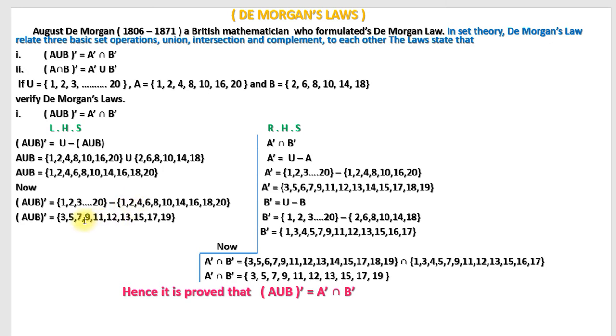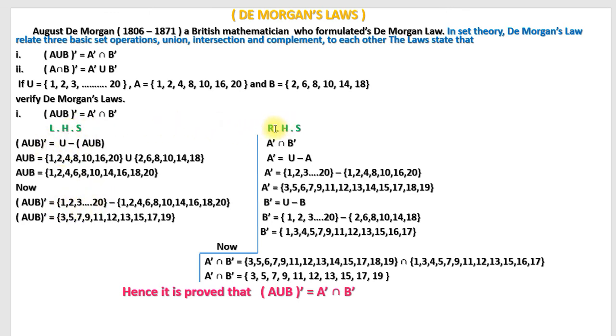So students, see here: 1, 2 is there, 3 is missing, so that will be in the answer. 5 is missing, that will be in the answer. 7, 9, 11, those elements which are missing in A union B, will be our answer. 3, 5, 7, 9, 11, 12, 13, 15, 17 and 19. So this will be our answer, and this we have solved, the left hand side.